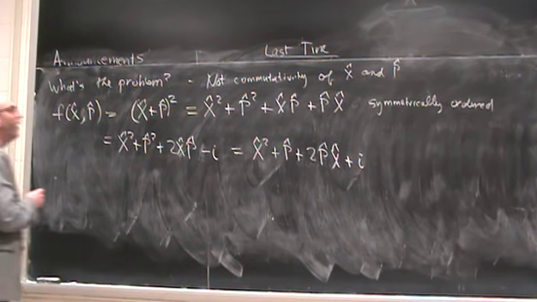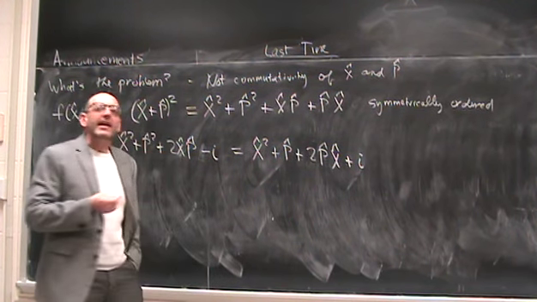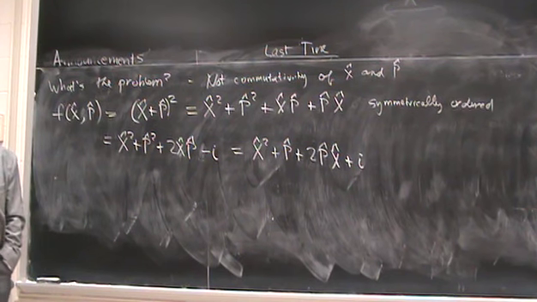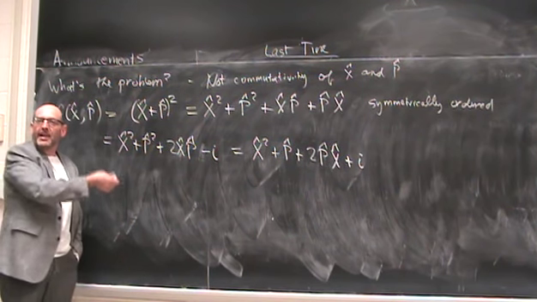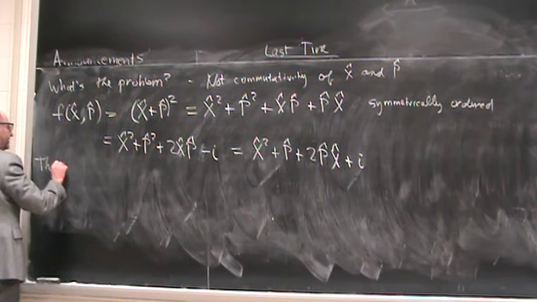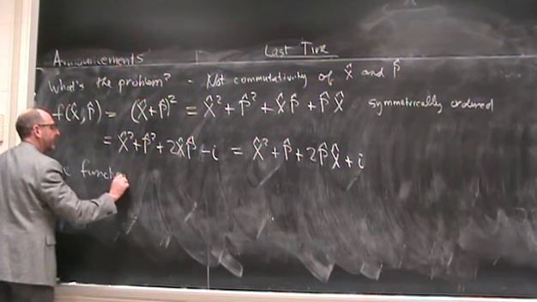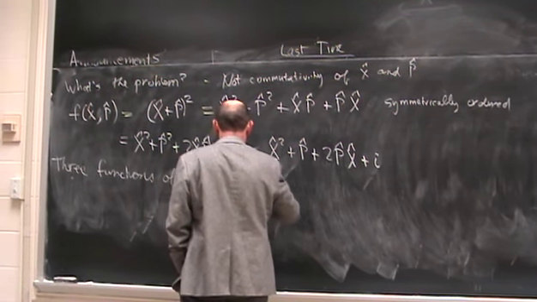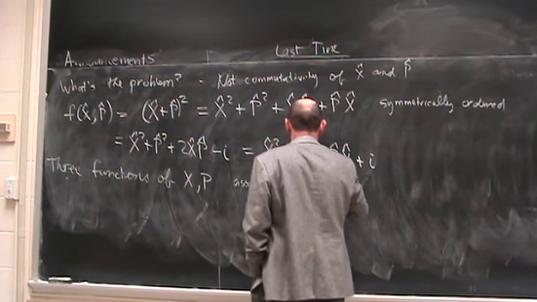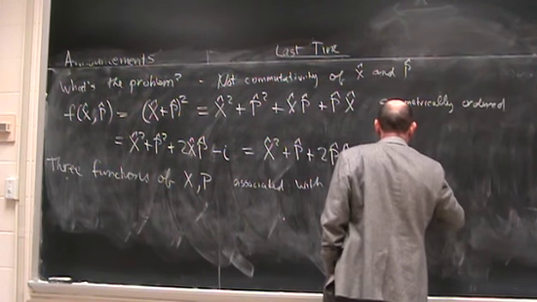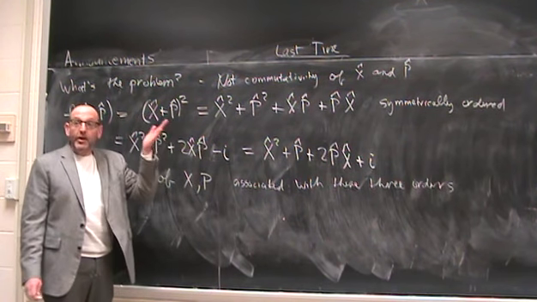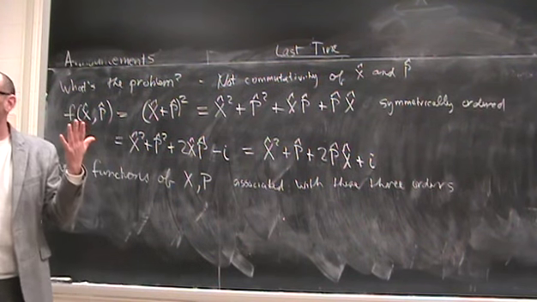But what I could see here is that if I make the assignment, the operator X becomes replaced by the variable X, and the operator P gets replaced by the C number P, there are sort of three different functions that I might associate with this operator. So there are three functions of X and P, C numbers, associated with these three orderings. So whereas all these operators are equal, the three functions of them I'm about to write down are not equal.